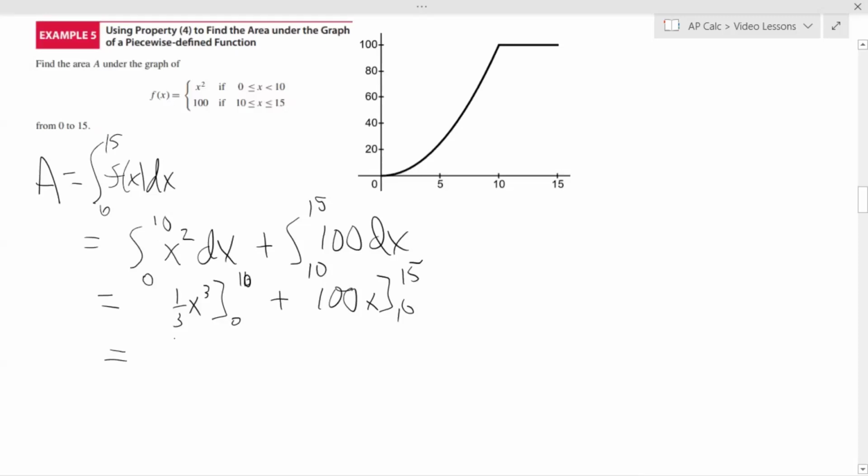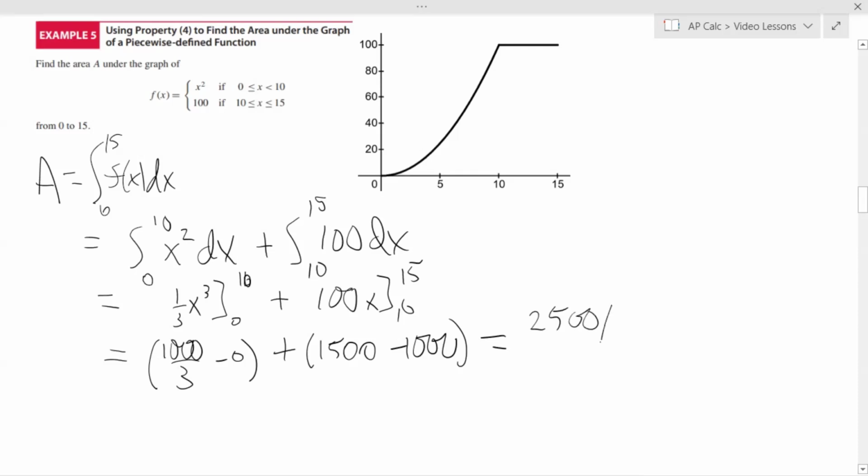So if we keep going here, then plugging in 10, you'd have 1,000 over 3 minus 0 plus 1,500 minus 1,000. And this is going to give you 2,500 over 3, which is approximately 833.333 repeating square units. Okay, so that's how you would do that.